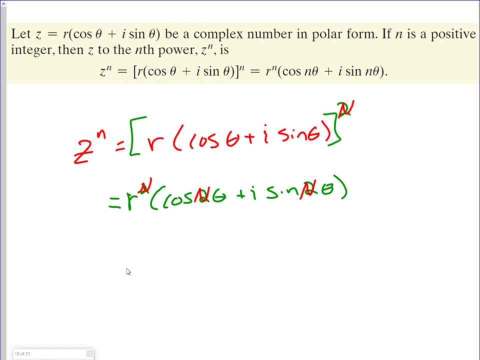And we can all thank Mr. Good old De Moivre for this. De Moivre, or De Moivre. I don't know how to say his name.